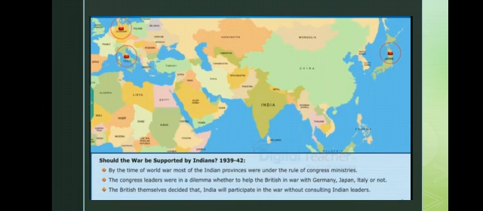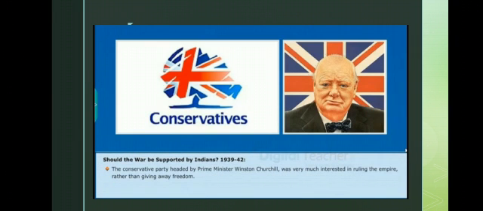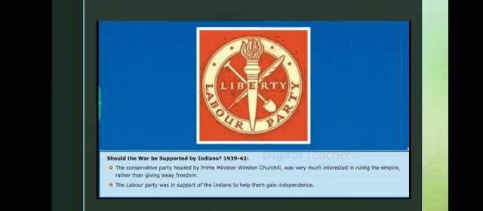During this period, Congress was in a dilemma whether to support it or not. But the Britishers decided themselves that India would participate in the war without consulting Indian leaders. The Conservative Party, headed by Prime Minister Winston Churchill, was very much interested in ruling the empire rather than giving away freedom. The Labour Party supported the Indians in helping them gain independence.